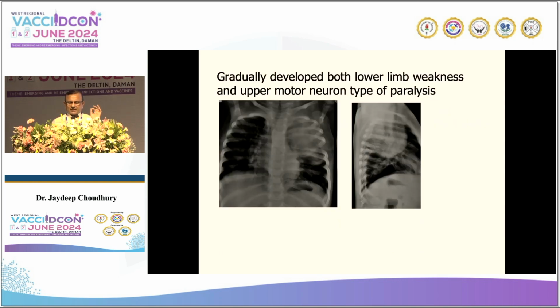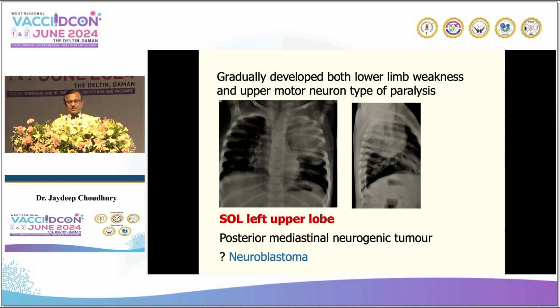Now, gradually this child developed both lower limb weakness and upper motor neuron type of paralysis. So this is not pneumonia. This is a space occupying lesion in the upper lobe. This is probably a neuroblastoma.